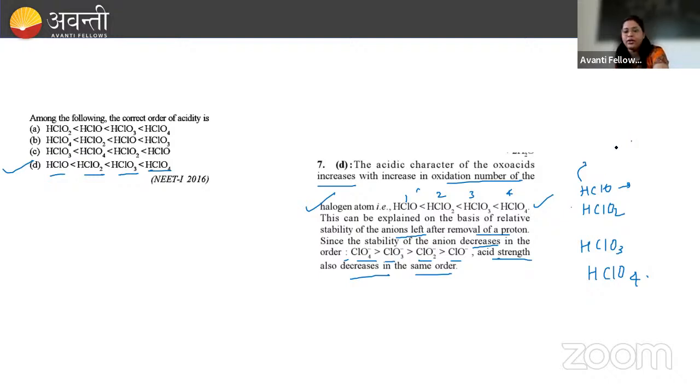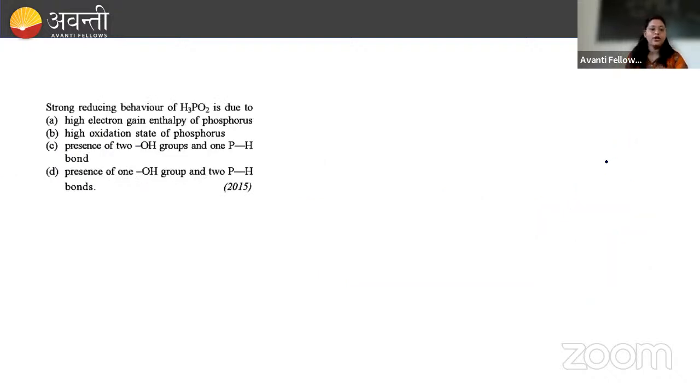Okay, very good. Next problem: strong reducing behavior of H3PO2 is due to. So this oxo acid of phosphorus, H3PO2, has strong reducing behavior. So why is it so? Due to high electron gain enthalpy of phosphorus, due to high oxidation state of phosphorus, due to presence of 2 OH groups and 1 PH bond, or due to presence of 1 OH group and 2 PH bonds.